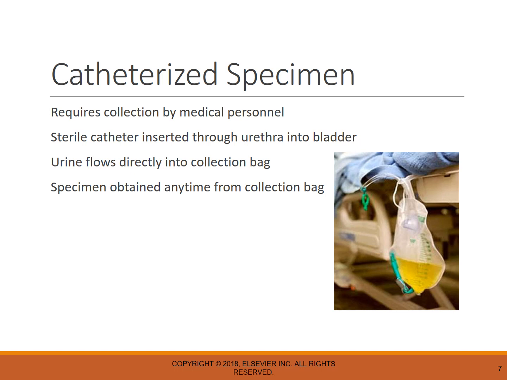Now, catheterized specimens are obtained after a patient has been catheterized. That means a sterile catheter is inserted through the urethra into the bladder, where urine will flow directly from the bladder through the indwelling catheter and accumulate in a plastic reservoir bag. The urine specimen can be collected at any time from this reservoir, and because urinary tract infections are common in these types of patients, most often these specimens are sent for bacterial culture.